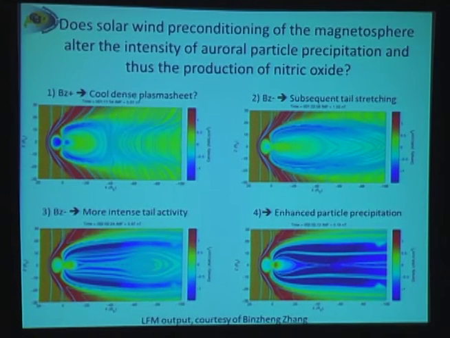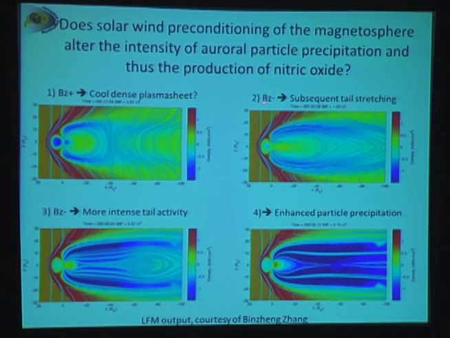Here's what we think it is, but this is where we're just now beginning to engage the modelers, with much thanks to Binzheng Zhang from Dartmouth. He gave me these images to show what happens when you have BZ neutral or BZ positive at the beginning of a storm. You form a cold, dense plasma sheet, a fat magnetosphere.